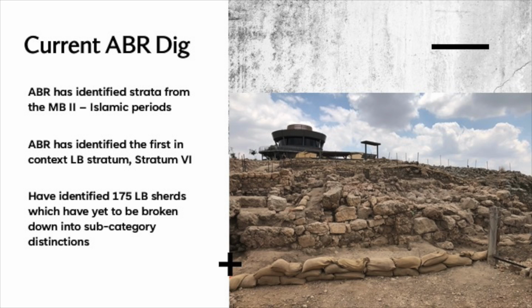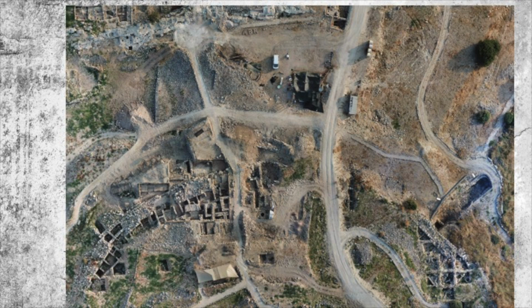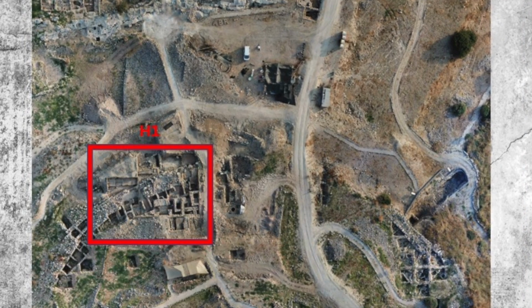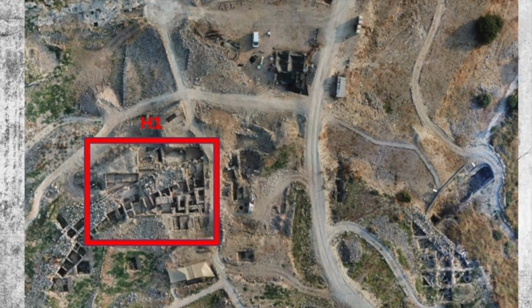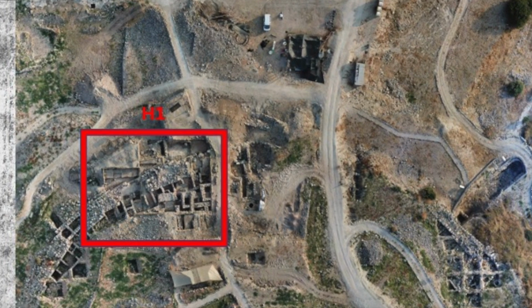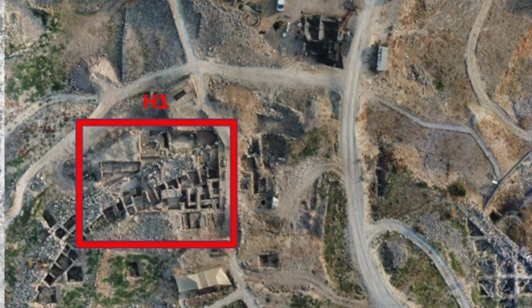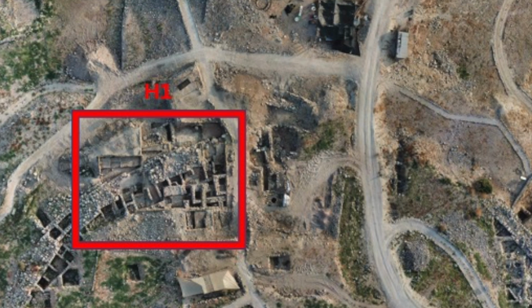I want to give you a quick overview of the site. So this is our current excavation field, which includes our current site. This is ABR's area H1, which is where ABR has been working for the past 3 seasons. In the next few seasons, the plan is to push a little further south.